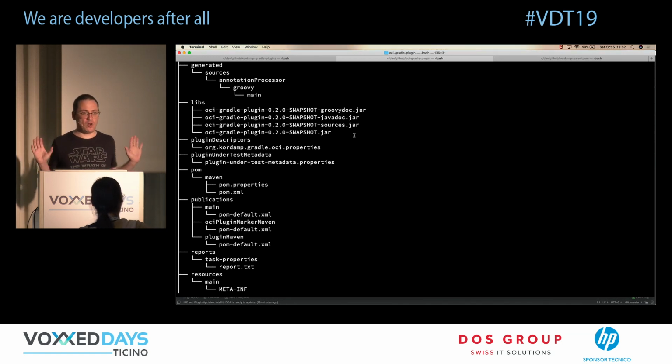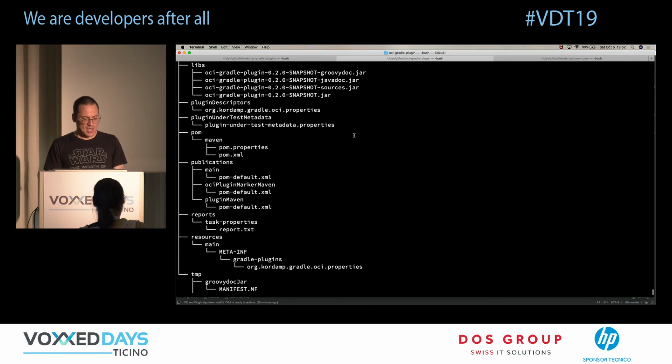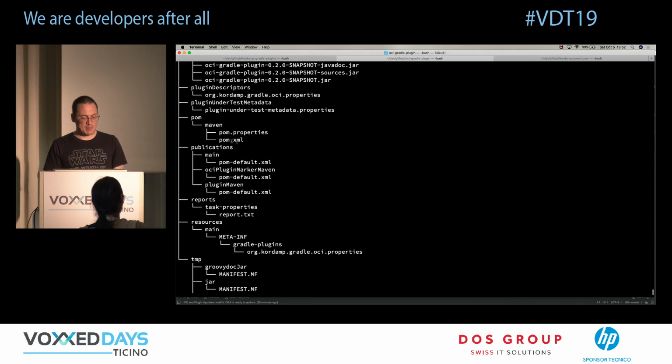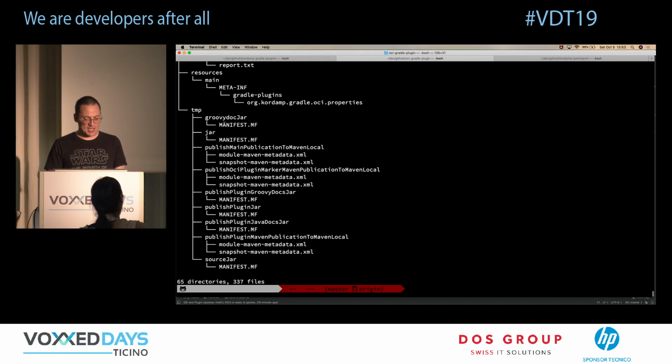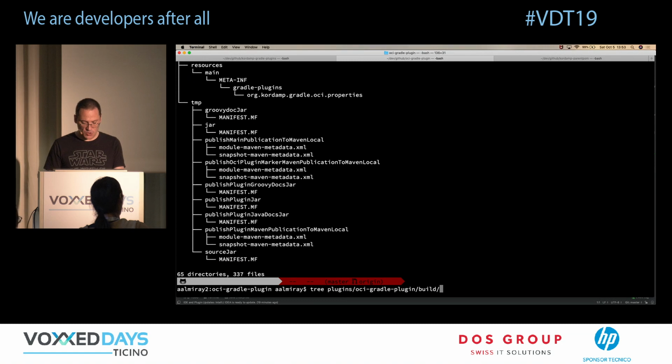So we want to publish all this to a Maven-compatible repository or maybe Maven Central. It also generates POM properties and POM XML that go inside the artifact jar. This is something that Maven tools can reuse. And it generates manifests.